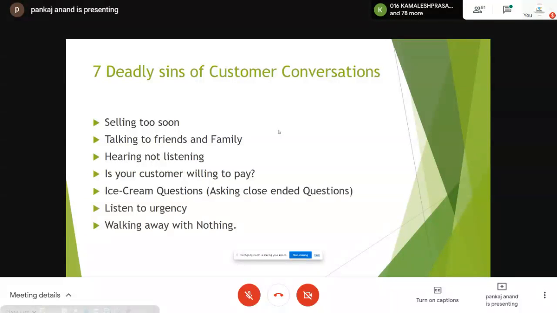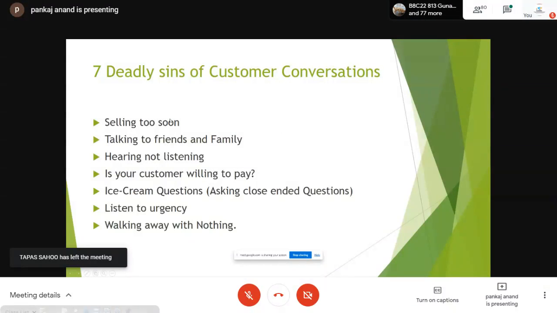Then the next point is what we call, in the startup world, ice cream questions. That is asking close-ended questions. As a startup founder, as an entrepreneur, we have a particular bias towards our own enterprise, or the idea that we have. So rather than asking a question like, do you like my product, you should ask open-ended questions, such as which feature you actually liked about our product, and why you liked it. Ask open-ended questions rather than just yes or no, so that we get much more insight into what people actually think about our product.